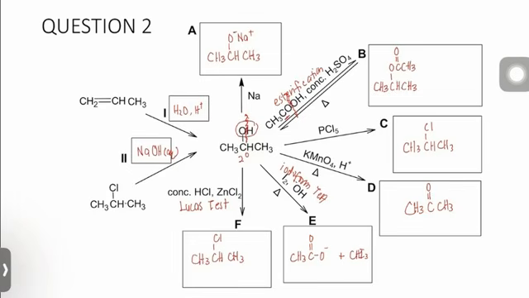Okay, so each structure and reagent here will give you 1 mark. So here you are going to get 8 marks. Okay, so that's all.